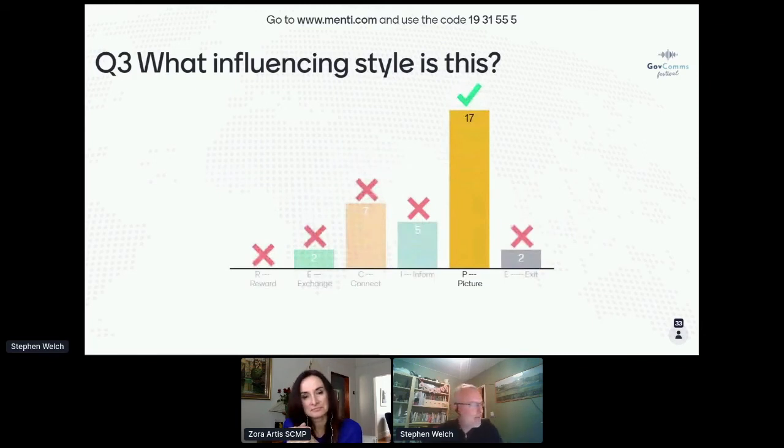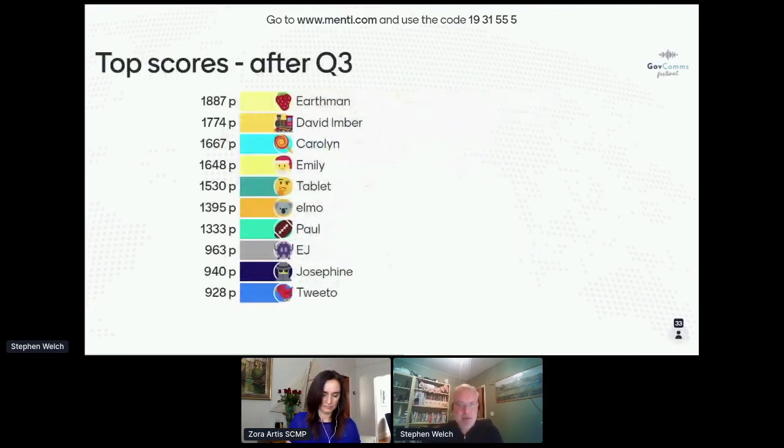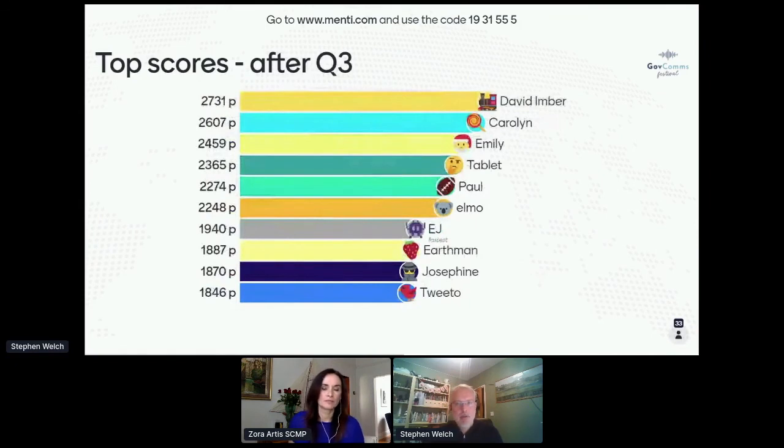17 votes for the picture style, which is correct. Trump here is painting a vision of the future. And as Zora was mentioning, this is a very common style for politicians to say how great things are going to be under my leadership. Okay, and it looks like we have a new leader. So congratulations, David Imber. Let's see if you can keep up your lead for the next 3 questions. Well done, David.